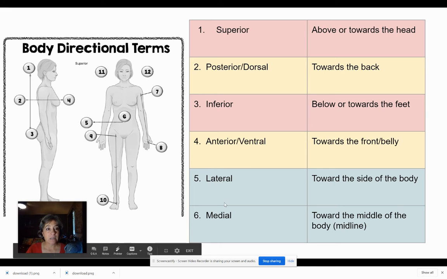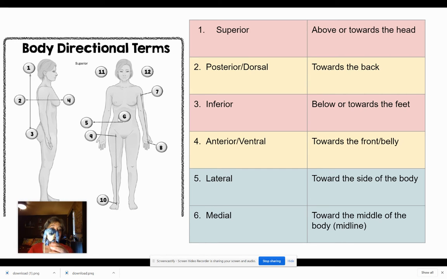Then 5 and 6 are right here. If you're looking straight on someone and you're talking about the middle of the body or the side of the body, you would use lateral and medial. Number 5, if it's toward the side, it is lateral to. If it's toward the middle, towards the belly button, it's medial to.